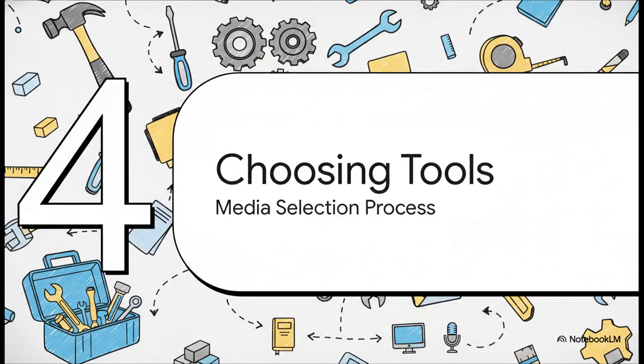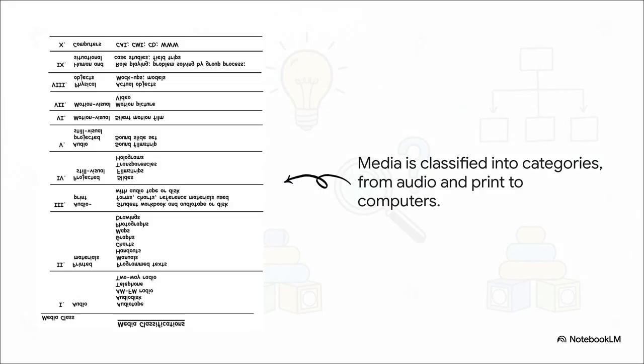Now for the fun part. Let's head into the workshop and start picking out the actual tools and materials for our lesson. And wow, the first thing you realize is just how many tools are in the toolbox. Look at this. This chart breaks them all down into different categories. We're talking everything from simple audio and good old-fashioned print, all the way up to really complex computer simulations, and even human-to-human stuff like role-playing.